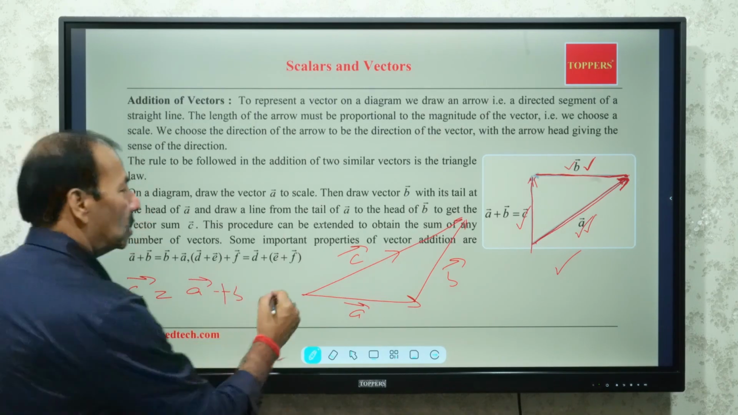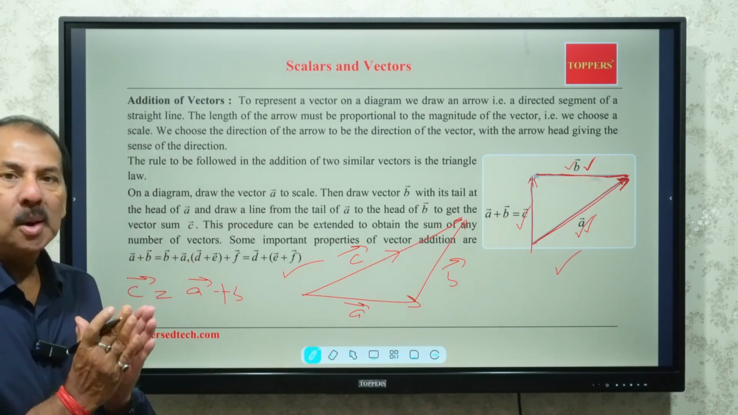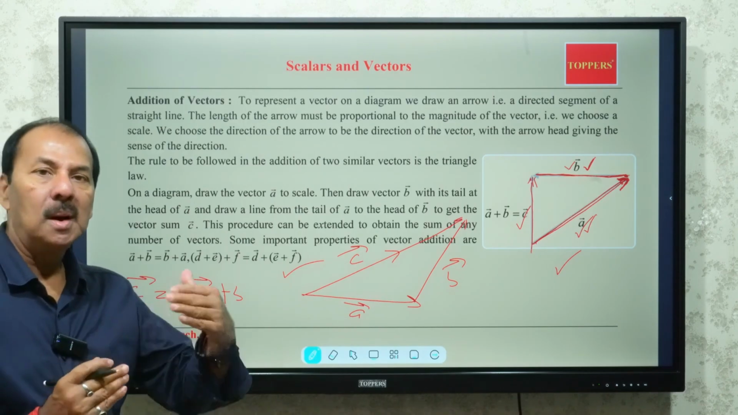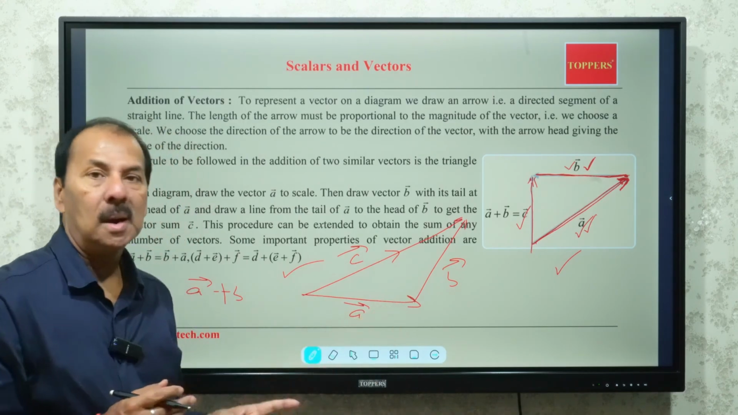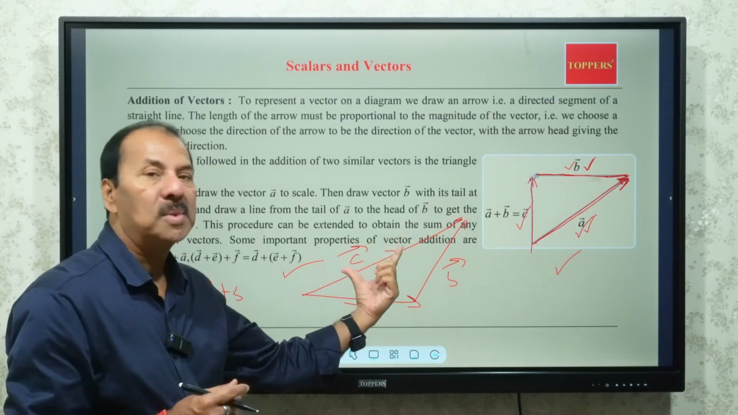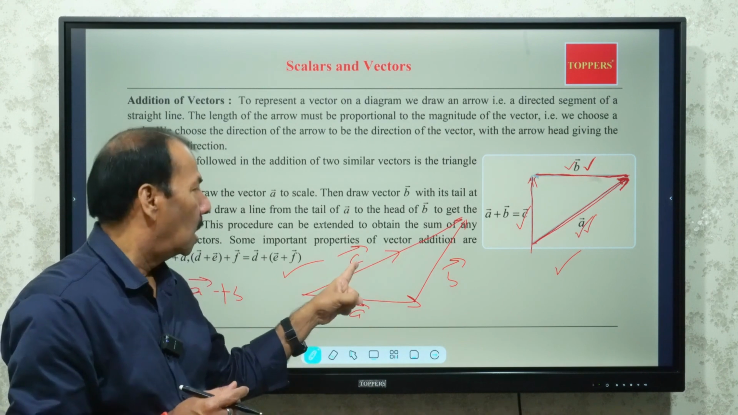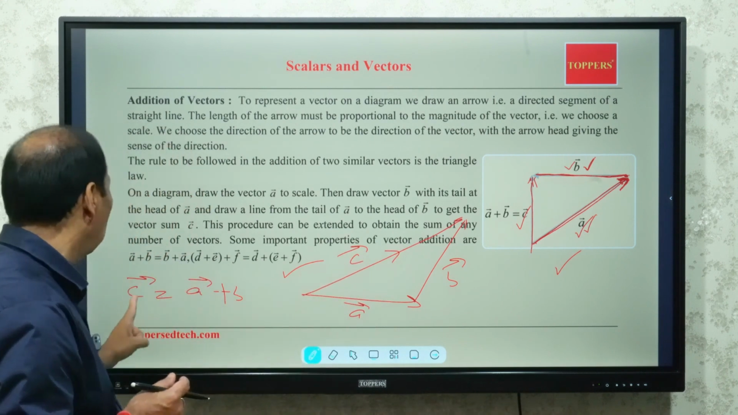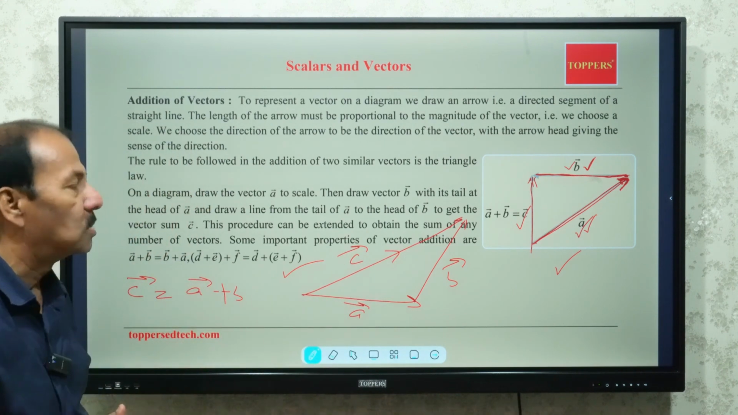This is the condition: the head of the first vector should be joined with the tail of the second vector. Then join the tail of the first vector with the head of the second vector. That line gives the resultant of the vectors. So if it is C, we write vector C equals vector A plus vector B.